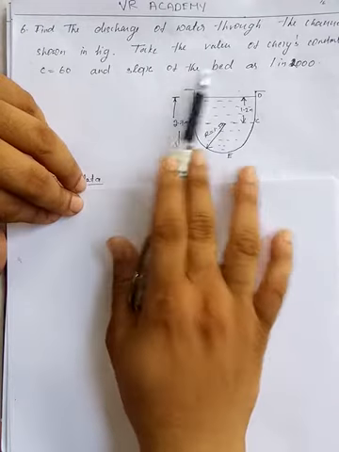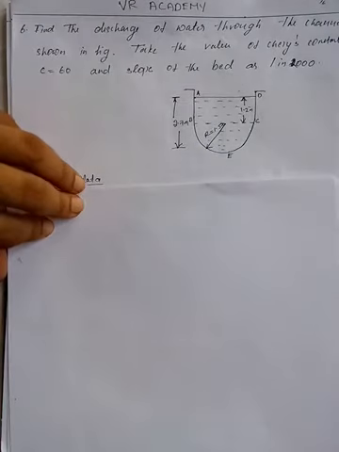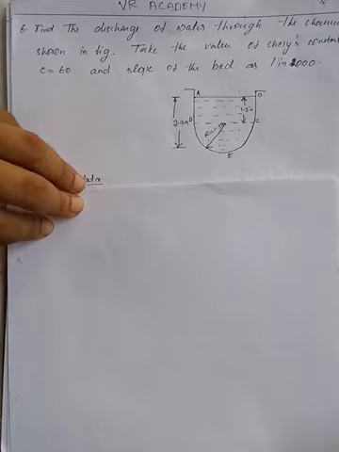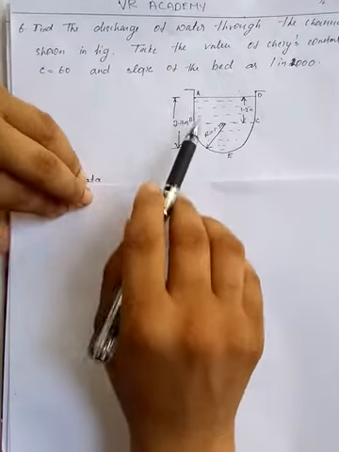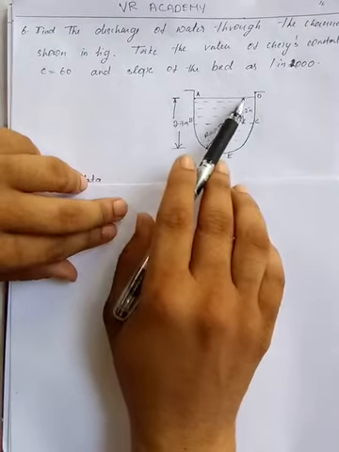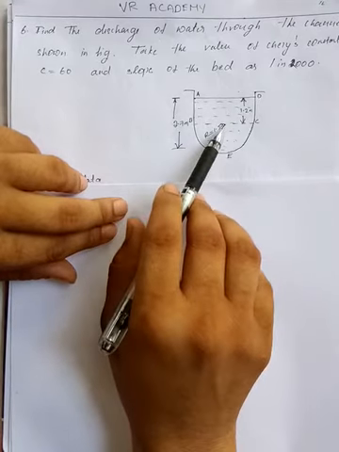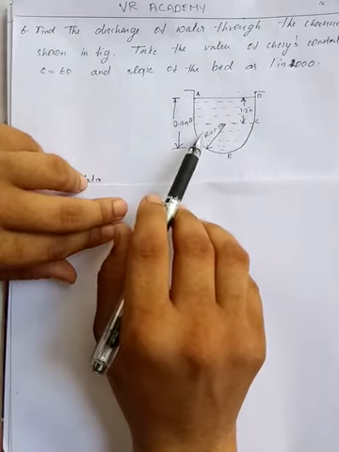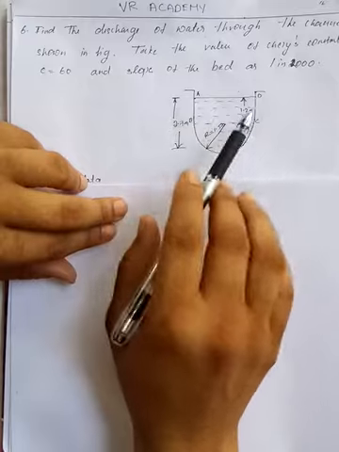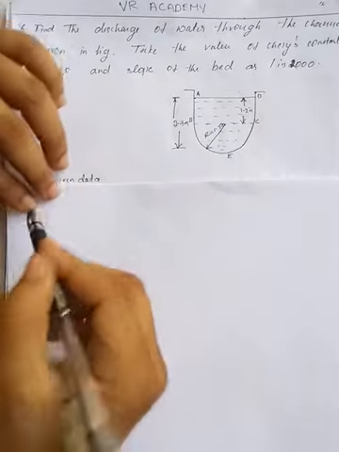Take the value of Chezy's constant C equal to 60 and the slope of the bed as 1 in 2000. Check the figure: it is a combination of a rectangle and a semicircle. The dimensions of the semicircle are given, and the rectangle is also given. So here is the given data.